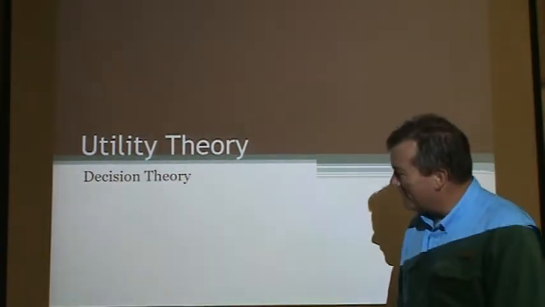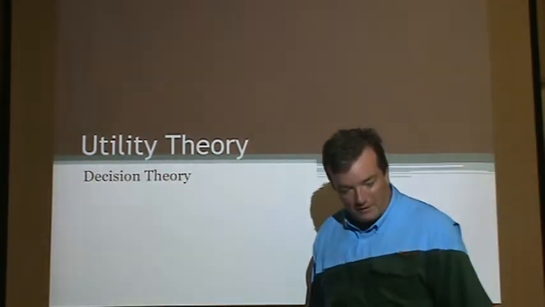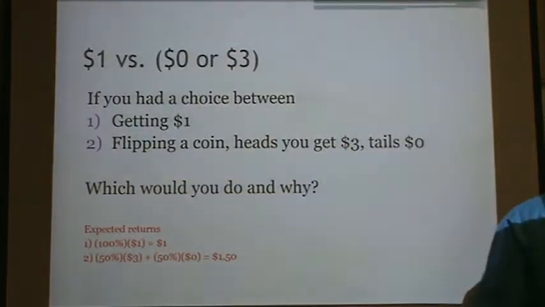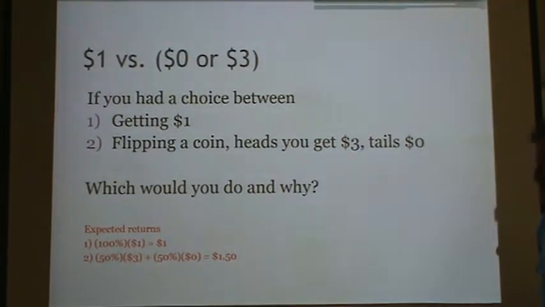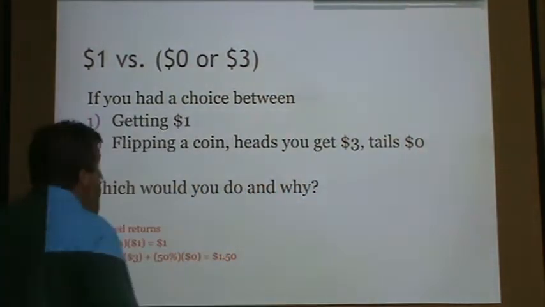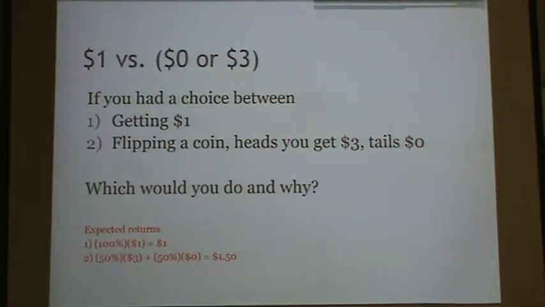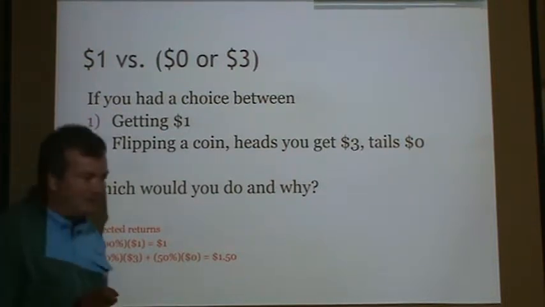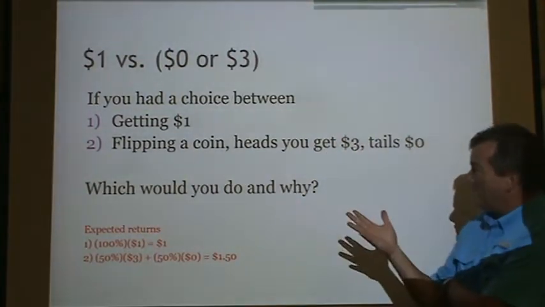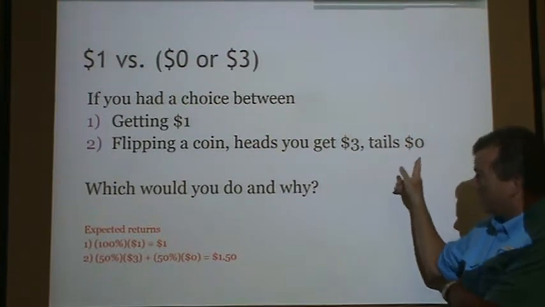So the topic we'll talk about now is under a field called decision theory, but it's utility theory. I try to almost oversimplify this, but suppose you were given a choice where you could have either $1 right now, or you can have either 0 or $3 depending on flipping a coin. The coin has a 50% chance of being heads, 50% chance of being tails. If the coin comes up heads, you get $3. If it comes up tails, you get 0.